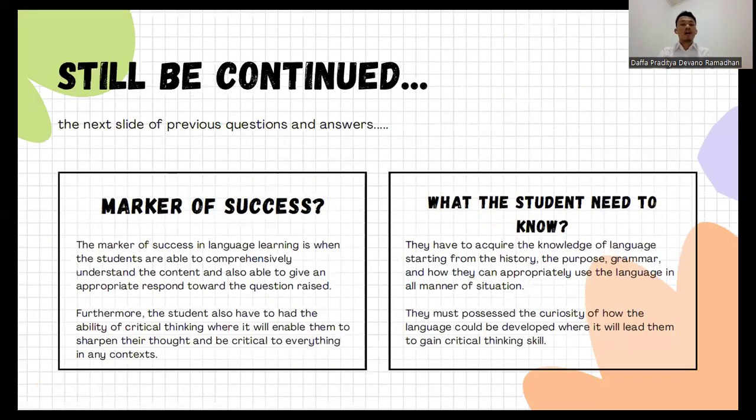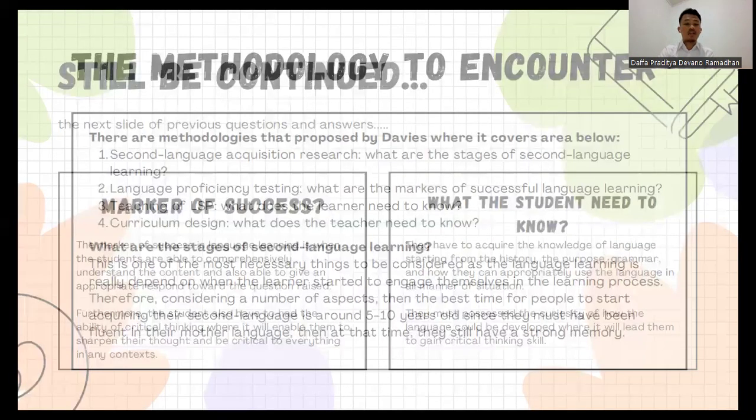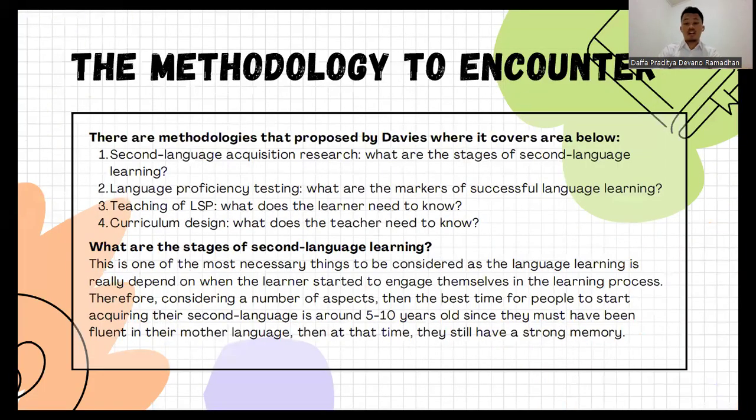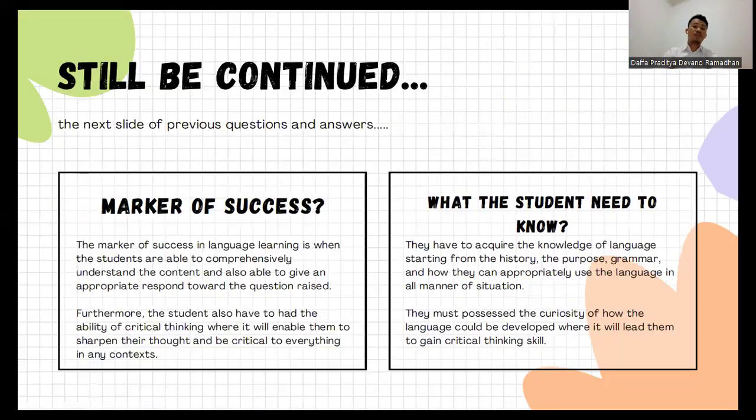And then also, what are the markers of successful language learning? The marker of success here is when the students are able to comprehensively understand the content and also able to give an appropriate response to the questions raised. Furthermore, the students also have to have the ability of critical thinking, which will enable them to sharpen their thought and be critical of everything in any context. And then the third one is what the student needs to know.